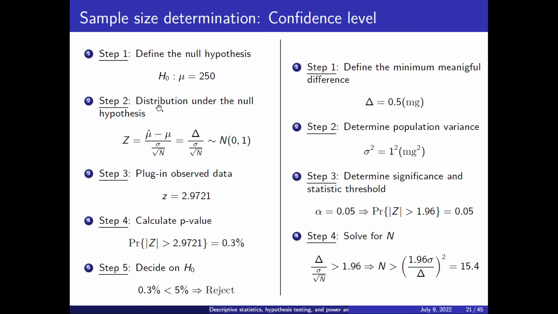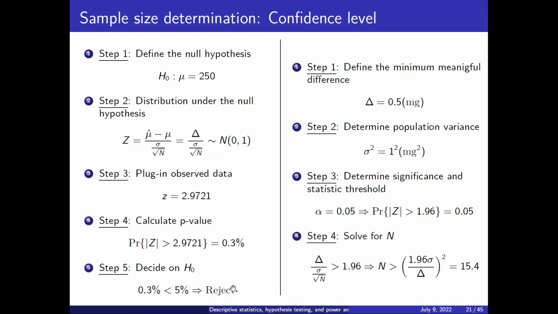And then if the null hypothesis is true, you know that this calculation that we defined before is distributed as a normal 0, 1, and this difference in the numerator is the difference between the sample mean and the target mean. So that is the 0.66 milligrams that we have observed in our 20 tablets. Then we plugged in our data, and we get this 2.97. Then we calculated how likely it is that, if the null hypothesis is true, we observe a value that is at least as extreme as this one, and it was 0.3%. And because this p-value was smaller than a threshold, we rejected the null hypothesis.